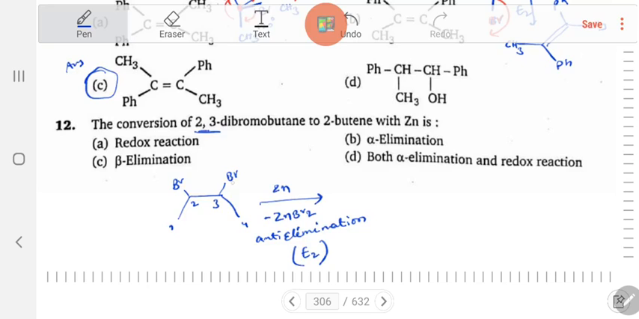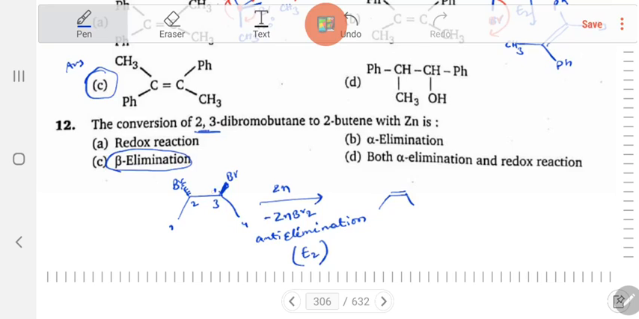What happened? First this Br will be lost, then you will get a plus, then zinc donates electrons, so then you will get a minus, that bond will be shifted here and Br will be lost from the other direction, right? In such a case, if this bromine is above the plane, this bromine must be below the plane. So now you will get an alkene. So from 2,3-dibromobutane you will get 2-butene. So this is nothing but called beta elimination reaction.